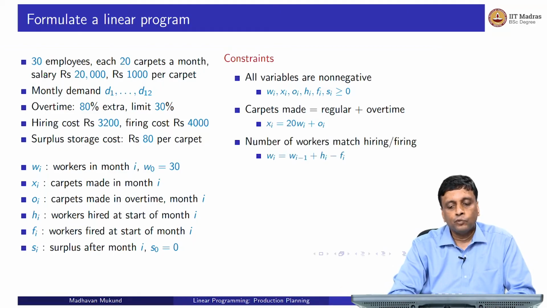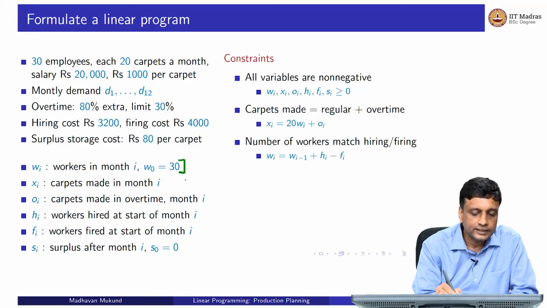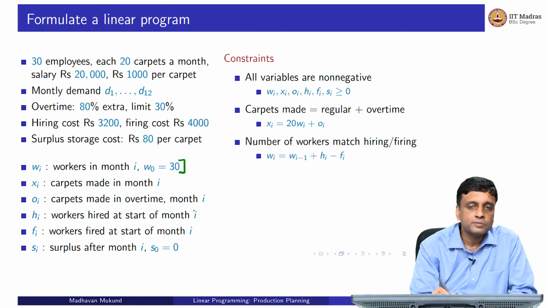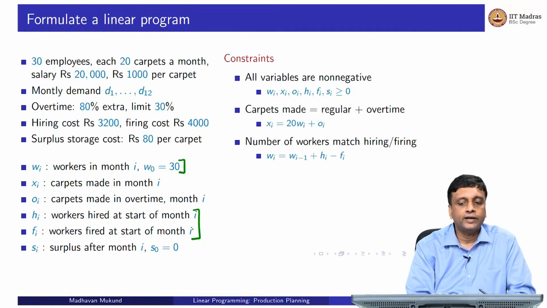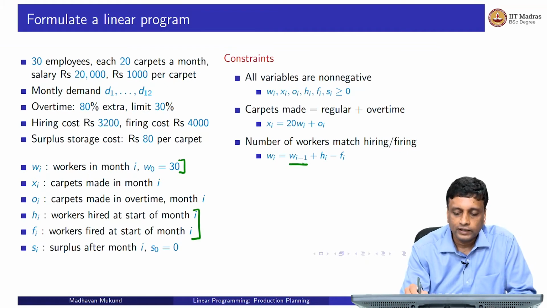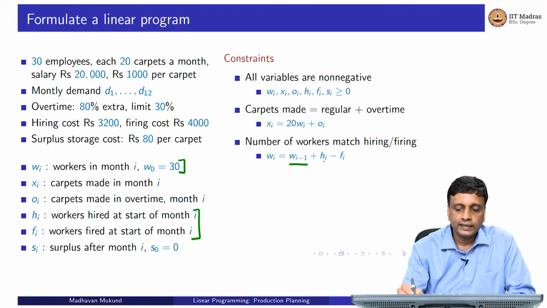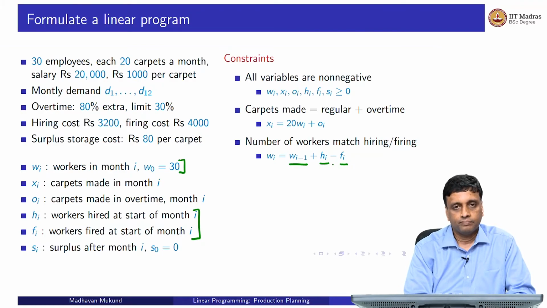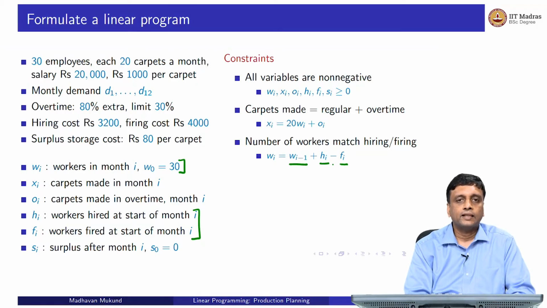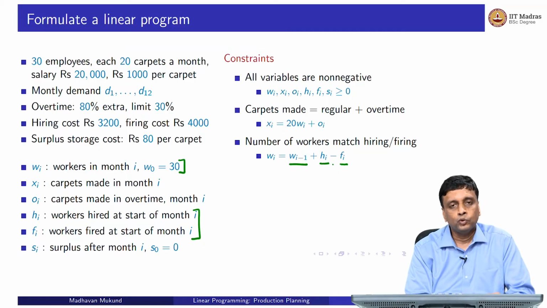So now the number of workers I have will have to be consistent with these three numbers, right. How many workers I had before this month and how many I hired and fired in this month. So at the end of the last month, I had WI minus 1 workers, right. This month I hired some and I fired some. So the hired ones add to my worker base and the fired ones get removed from my worker base. So my new worker set is the old workers plus the hirings minus the firings.